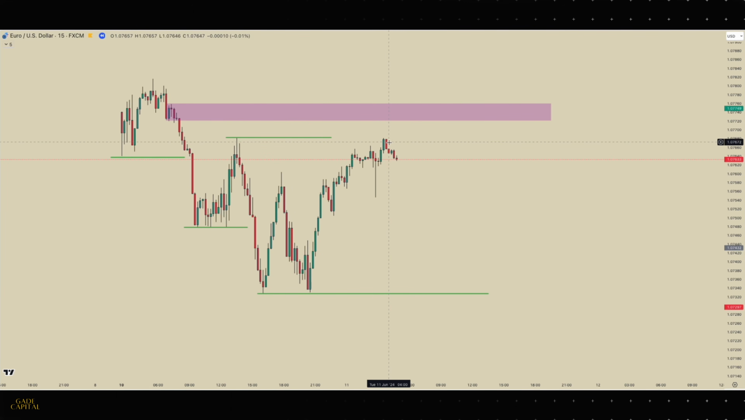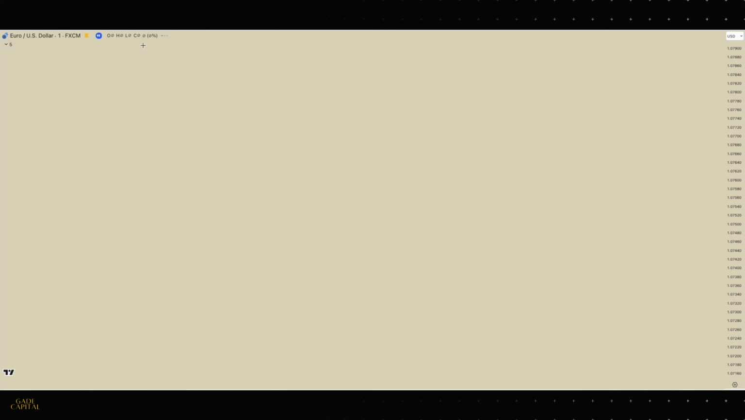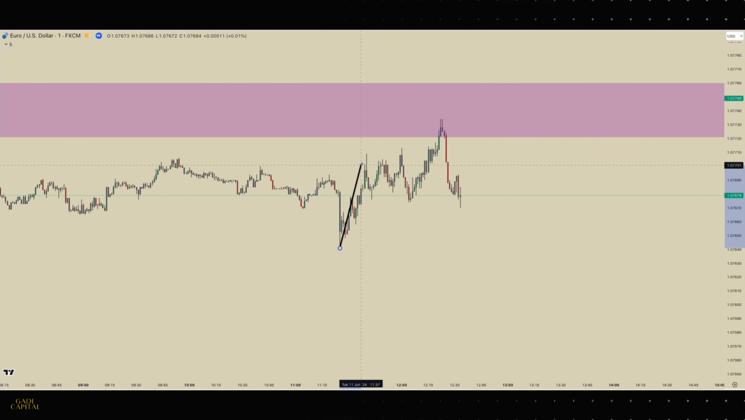So once price taps this point of interest, we will go to 1 minute time frame. Here price has tapped our point of interest. So we will go to 1 minute time frame and look for change of character. Price created this low, this high, this low, this high. And now we will wait for a structure break or a change of character.